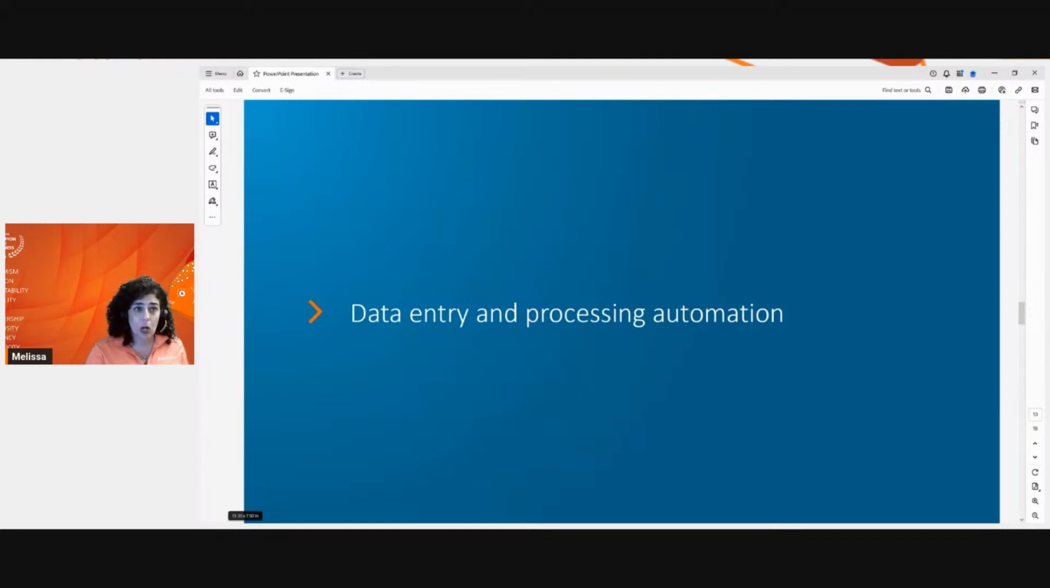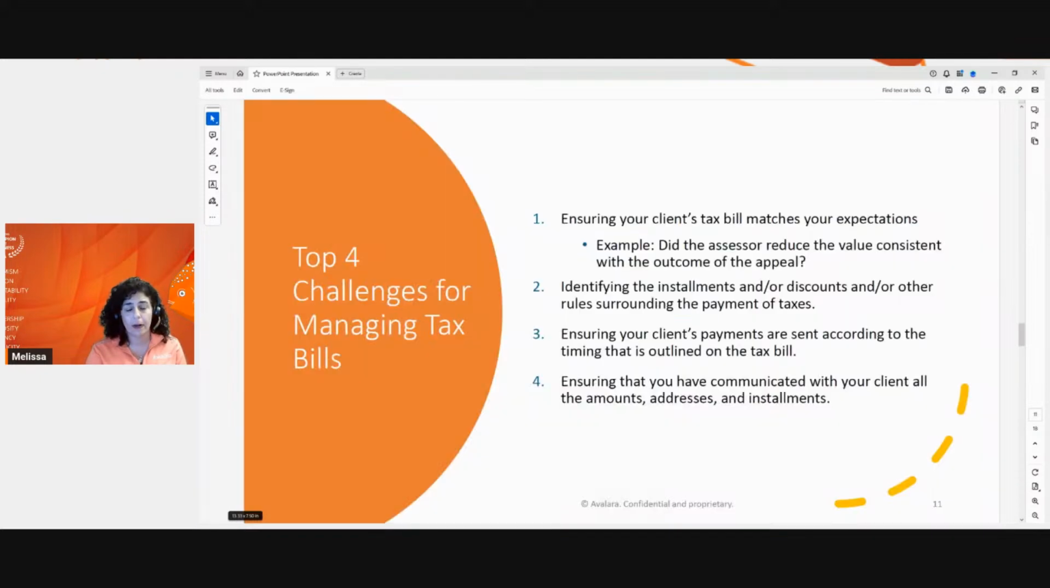When we think about all of those different things that we have to manage as a person and all of that research and all of those jurisdictions, this is where data entry and processing automation can come in to really help you maximize your opportunities with your property tax clients.